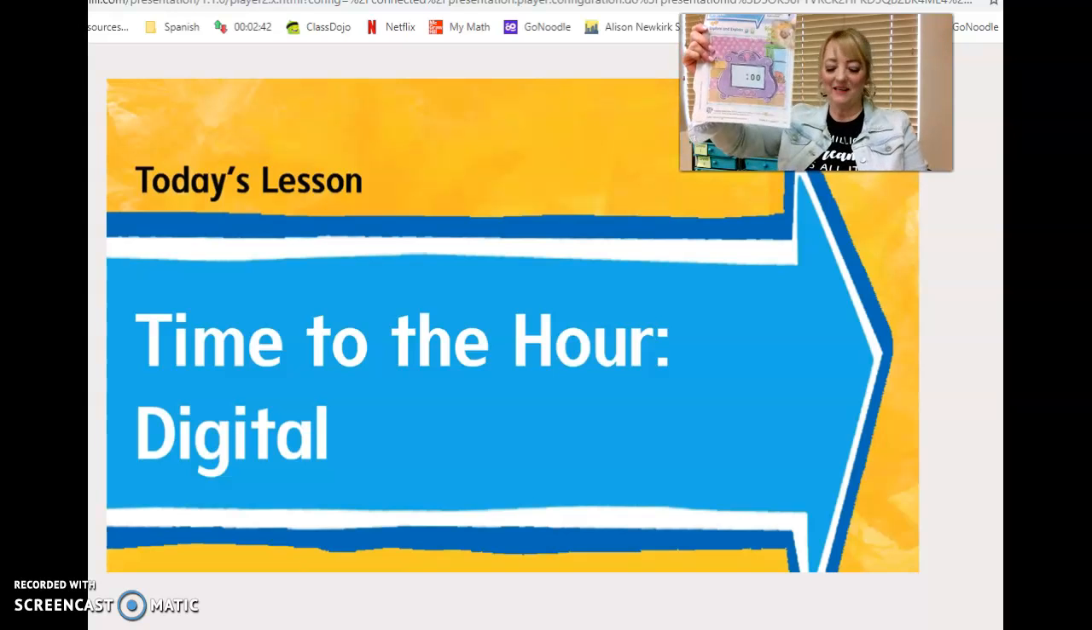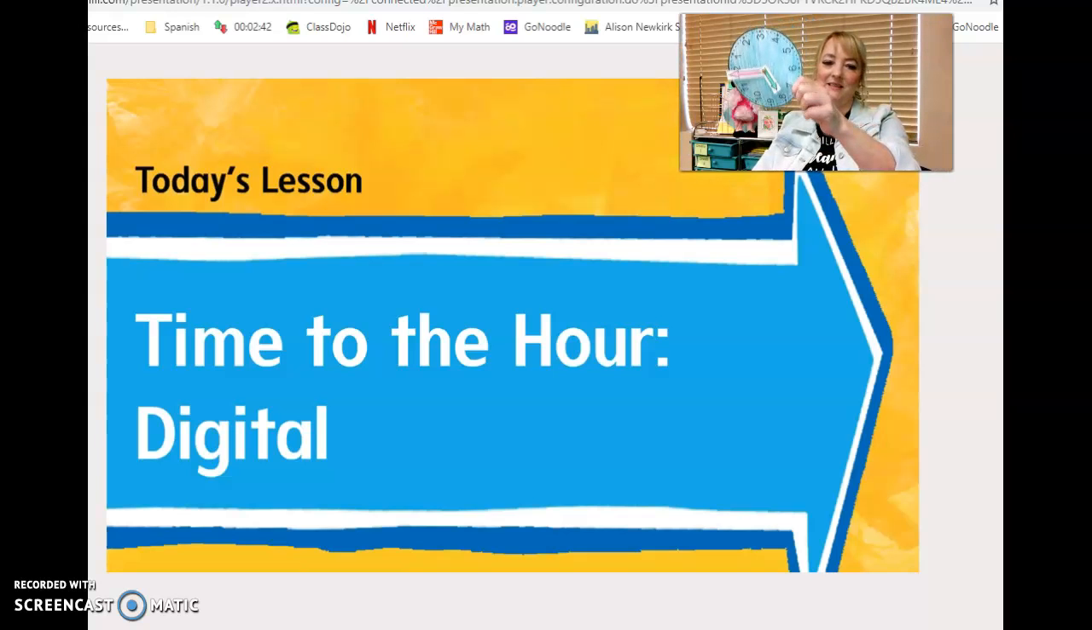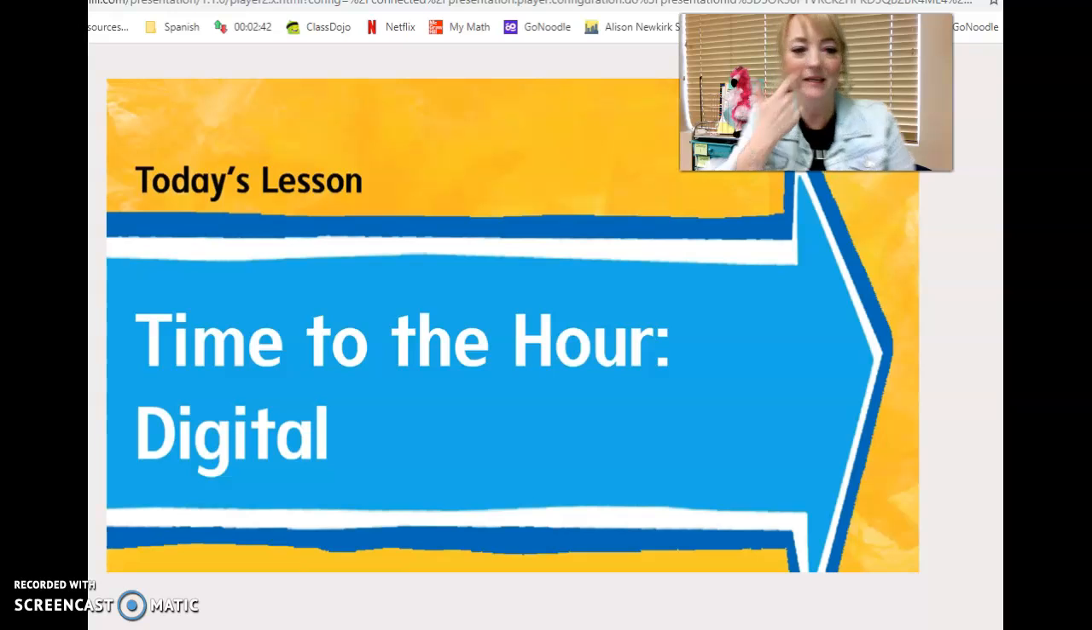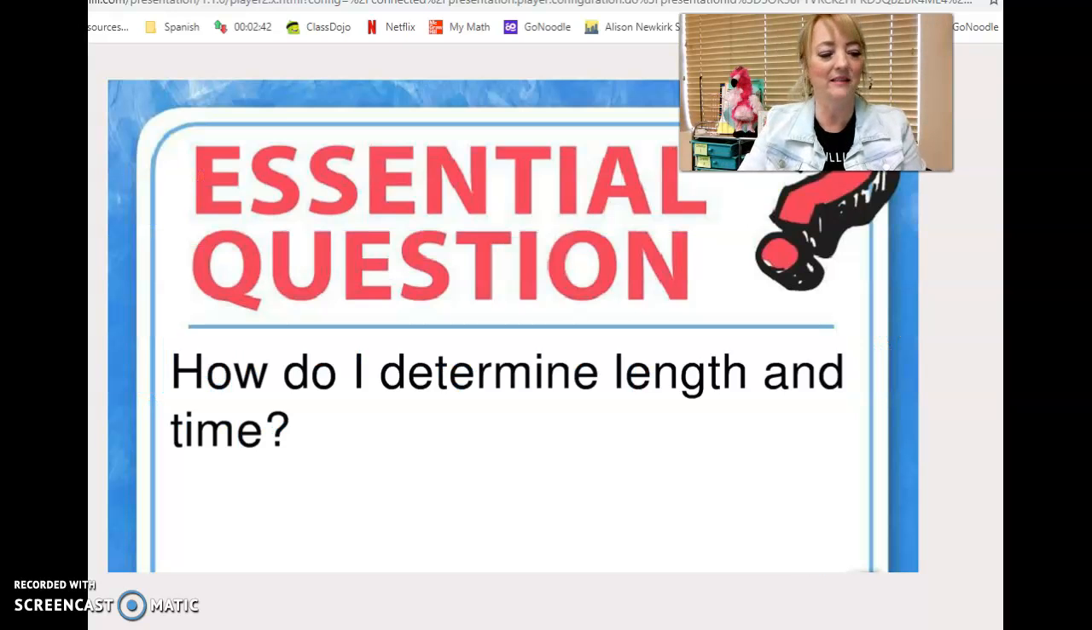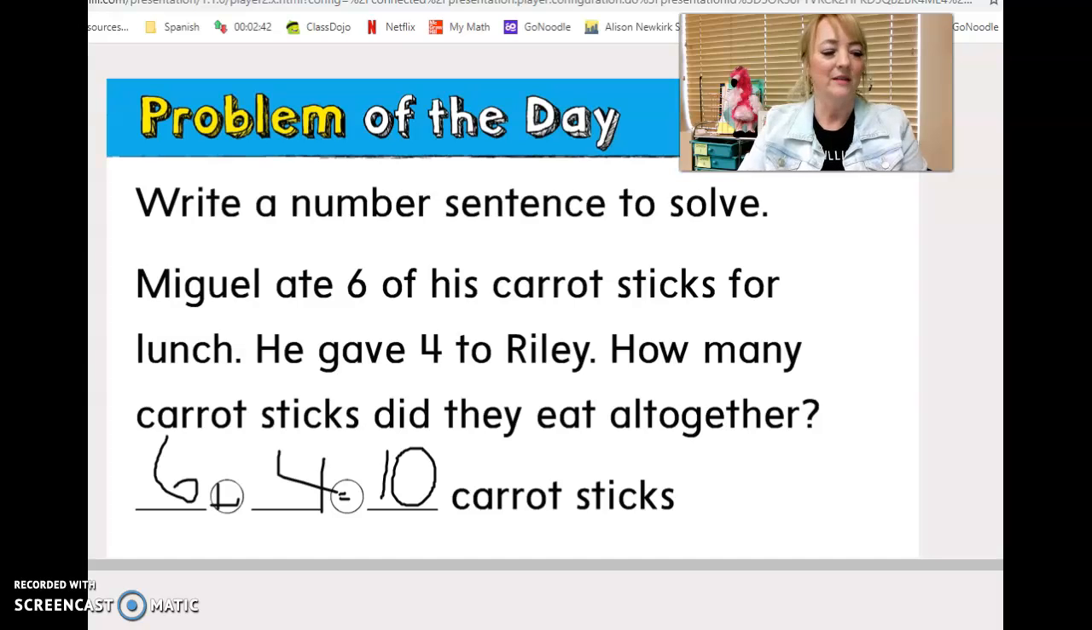Here's the page we're working on. We'll also need this. Okay, so we're going to learn about time again to the hour, but using a digital clock. So this is a little bit more simple.